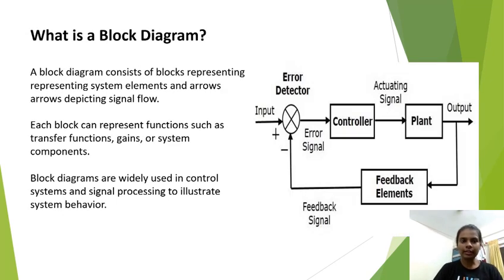What is a block diagram? A block diagram consists of blocks representing system elements and arrows depicting signal flow. Each block can represent functions such as transfer functions, gain, or system components. Block diagrams are widely used in control systems and signal processing to illustrate system behavior. Controller, plant, and feedback elements are the main elements in the block diagram.